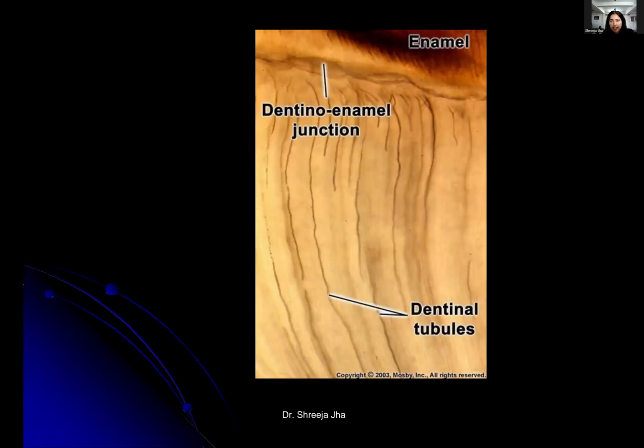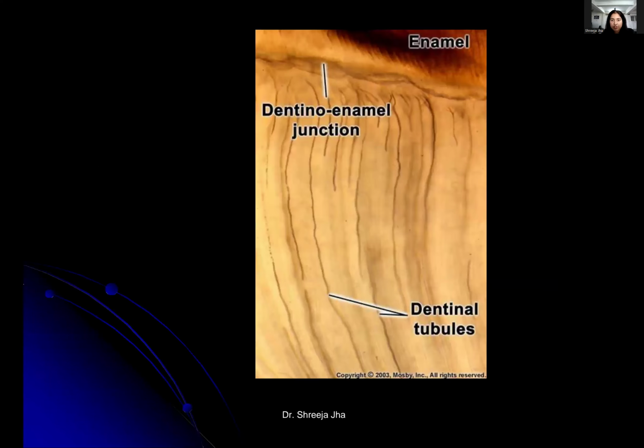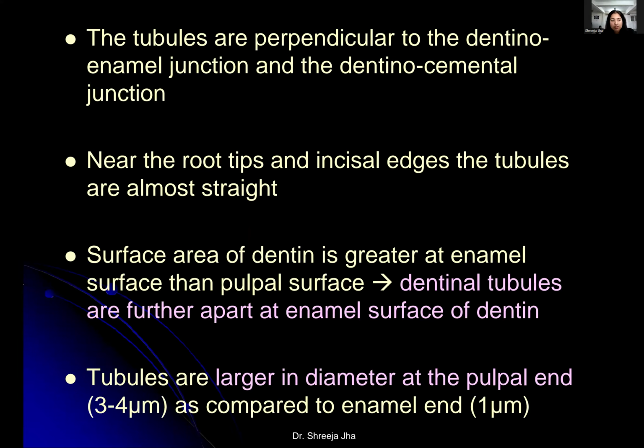Here you can see the diagram: enamel, dentinal tubules, and in between, the dentino-enamel junction. Now, how are tubules present? Tubules are perpendicular to the dentino-enamel junction, as you can see here. Near the root tips and incisal edges, the tubules are almost straight.